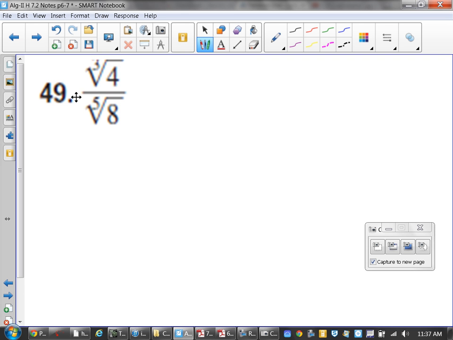Notice how 4 and 8 can both be rewritten in terms of base 2. You okay with that? Yeah. So can I rewrite that numerator as 2 to the 2/3? We okay with that? Just jumping right to that? Yeah, it would be the cubic root of 2 squared. Correct. Denominator would be 2 to the 3/5.